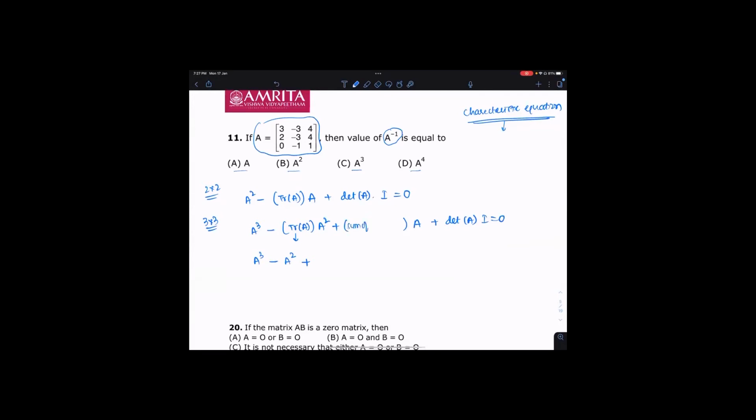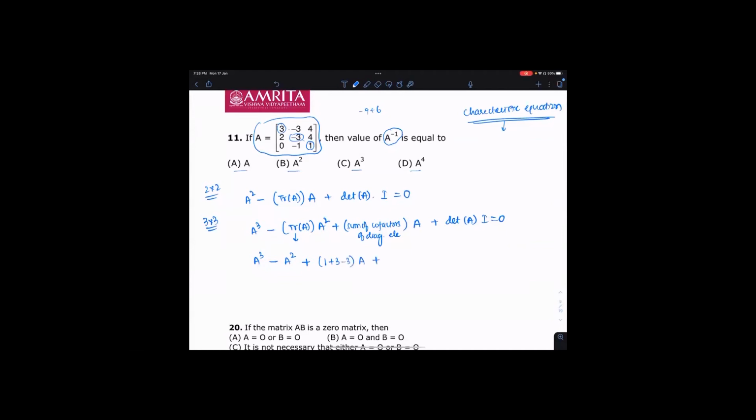Sum of cofactors of diagonal elements. Okay. So that means, what is the cofactor of 3? Minus 3 plus 4. It is 1. No? Cofactor of 3 is 1. Cofactor of minus 3, 3 minus 0. It is 3. Cofactor of this one, it is minus 9 plus 6. Minus 3, that is.